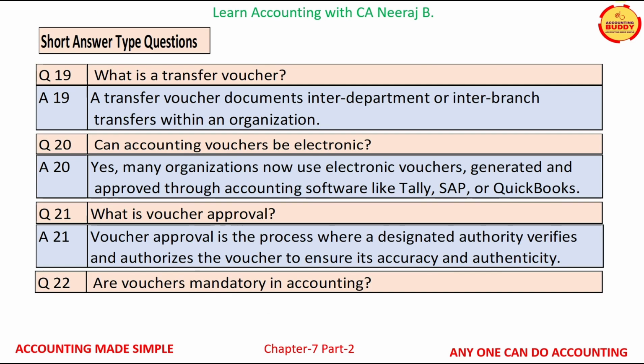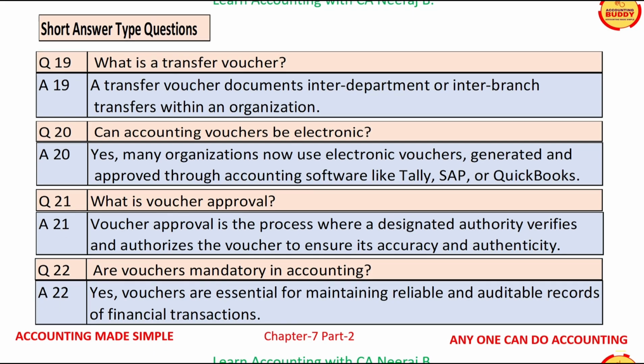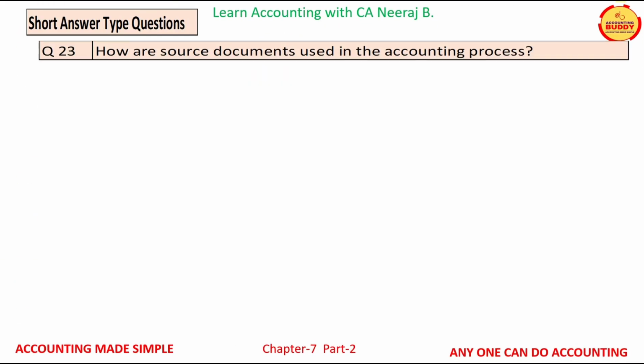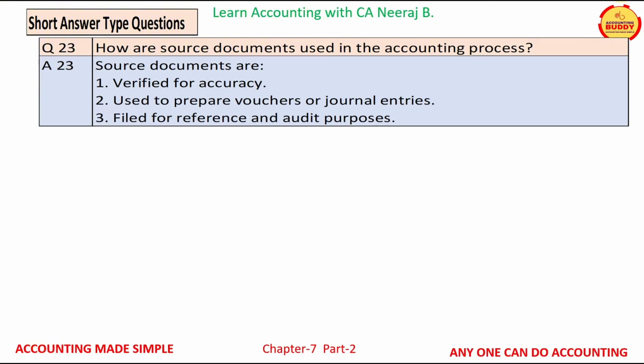Question number 22, are vouchers mandatory in accounting? The answer is yes. Vouchers are essential for maintaining reliable and auditable records of financial transactions. Question number 23 on your screens is, how are source documents used in the accounting process? The answer is, source documents are number 1, verified for accuracy, number 2, used to prepare vouchers or journal entries, and number 3, filed for reference and audit purposes.